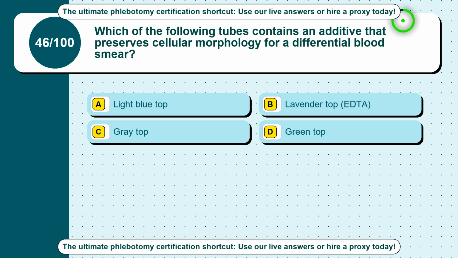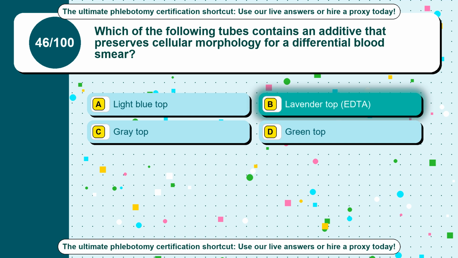Question 46. Which of the following tubes contains an additive that preserves cellular morphology for a differential blood smear? Option A. Light blue top. Option B. Lavender top, EDTA. Option C. Gray top. Option D. Green top. The correct answer is option B.